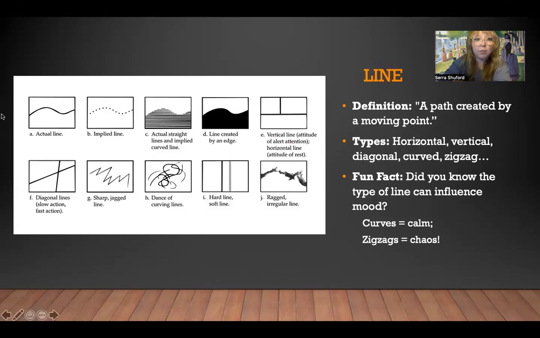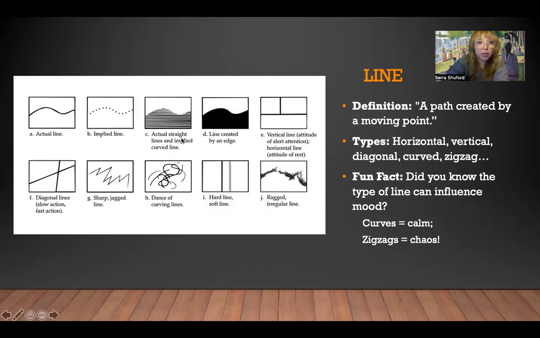So, for example, we kind of know what these are, this actual line, and this implied line, where you have a row of dots in a sequence. Think about a row of birds flying in the sky, or a row of caution cones on the road. This creates the implication of a line that cannot be crossed.